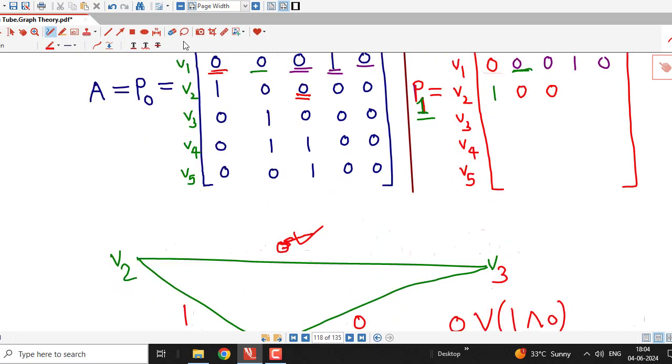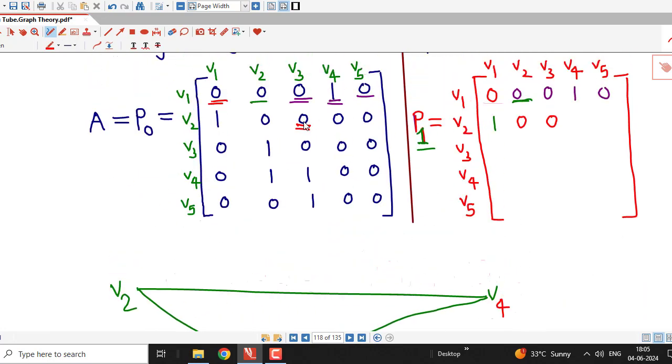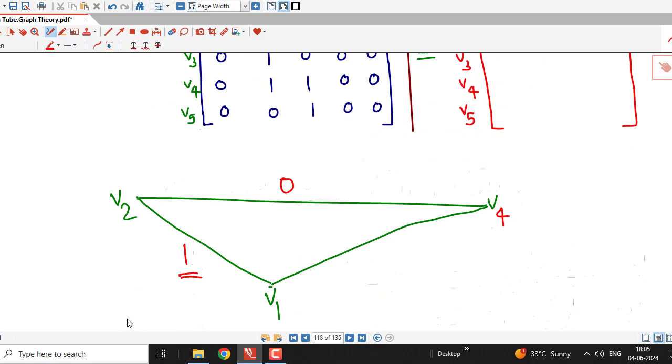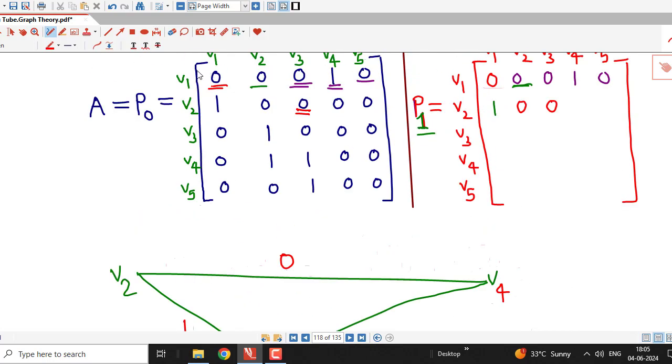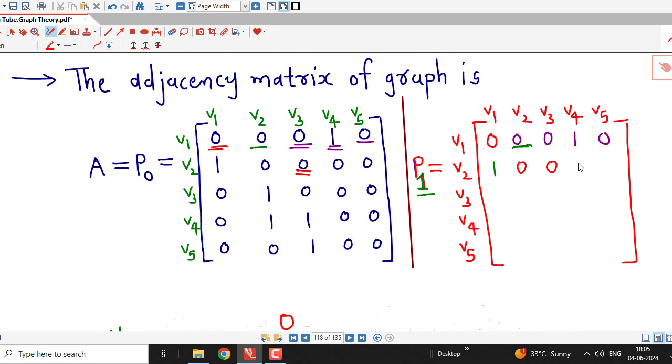Now the same pattern I have to follow for each of these. Now I am writing from V2 to V4. So let me remove this. From V2 to V4. From this matrix, from V2 to V4 I have 0. From V1 to V4 I have to check. So you can see from V1 to V4 we have 1. Now we consider this 0 or 1 and 1. That is 0 or 1, because 1 and 1 will give me 1, and 0 or 1 is 1. So this entry is 1.